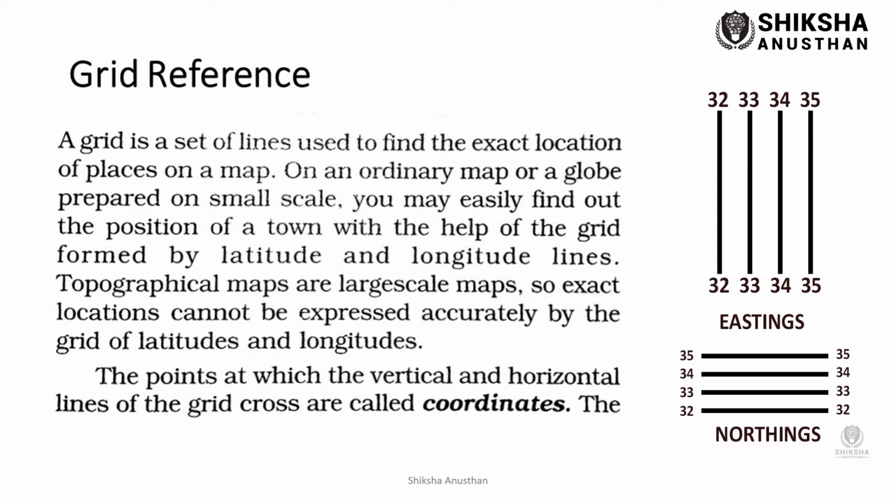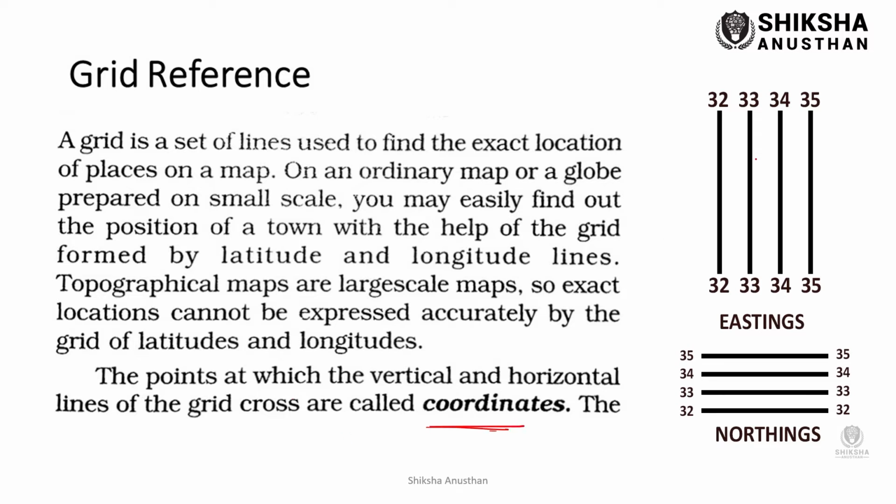Then coming to grid reference. A grid is a set of lines used to find the exact location of places on a map. On an ordinary map or a globe prepared on a small scale, you may easily find out the position of a town with the help of the grid formed by latitude and longitude lines. Topographical maps are large scale maps, so exact locations cannot be expressed accurately by grid latitudes and longitudes. The points at which the vertical and horizontal grid lines cross are called coordinates.